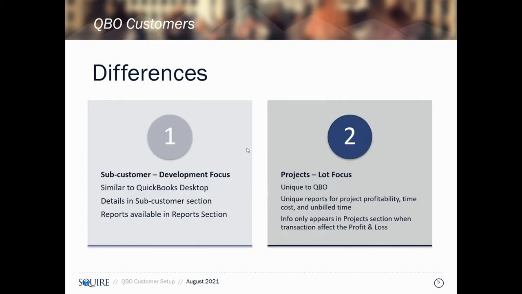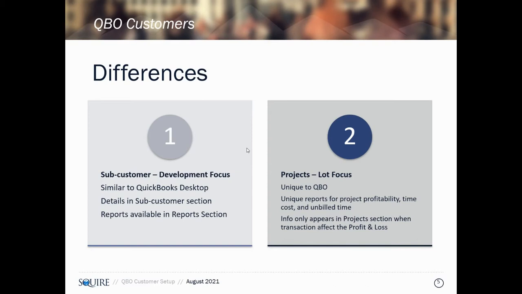So some of the key differences, so the sub-customer is basically your default. If you haven't turned projects on, but you've created a customer that's underneath another customer, that's a sub-customer. And it's very similar to QuickBooks Desktop. So in Desktop, you'd have the customer and then you'd have the job. That's essentially what a sub-customer is. And then, of course, the information will show up in your report section.